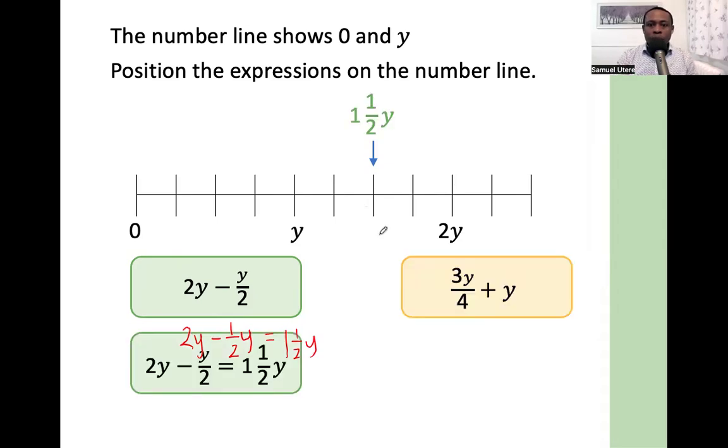If we want to position this one, what does it really mean? 3/4 y plus y, remember y simply means 1y, is 1 3/4 y. We already know that each of these is a quarter. So they're asking us where 1 3/4 will be. So this is 1, this is a quarter, a half. That has to be 3/4, doesn't it? Yeah? Interesting, isn't it?